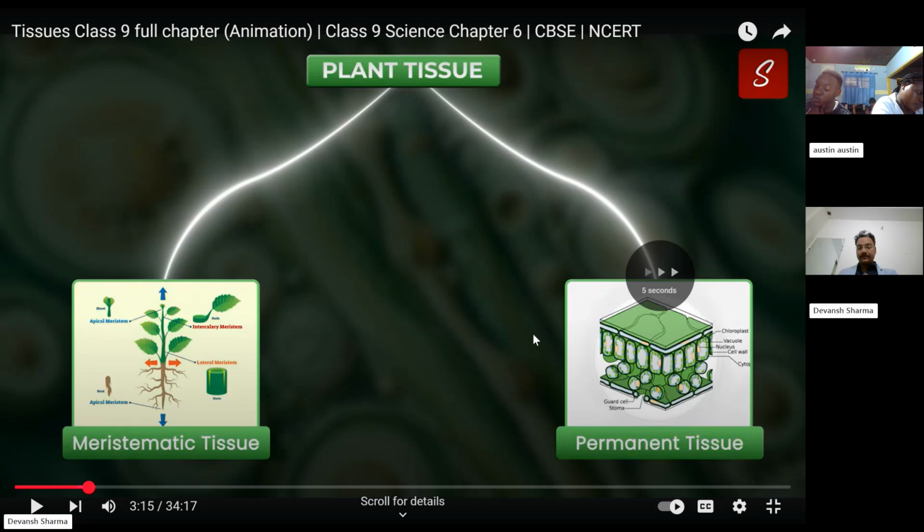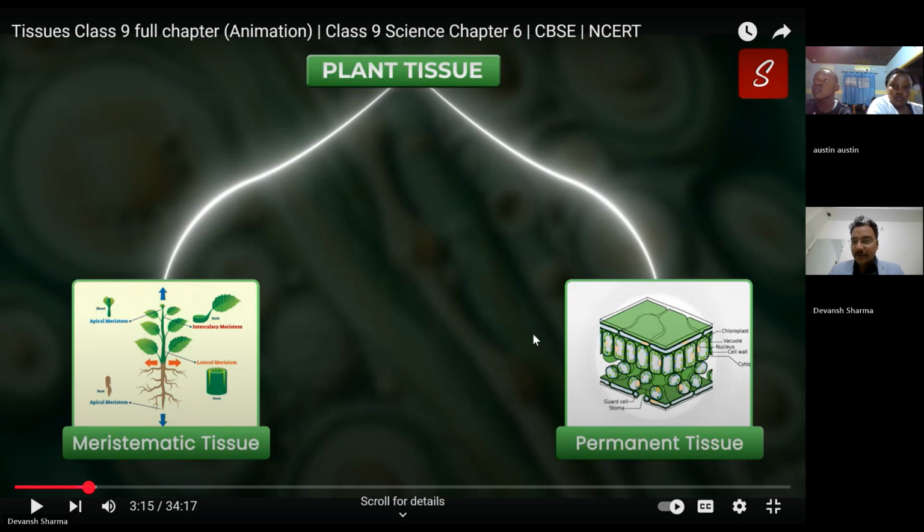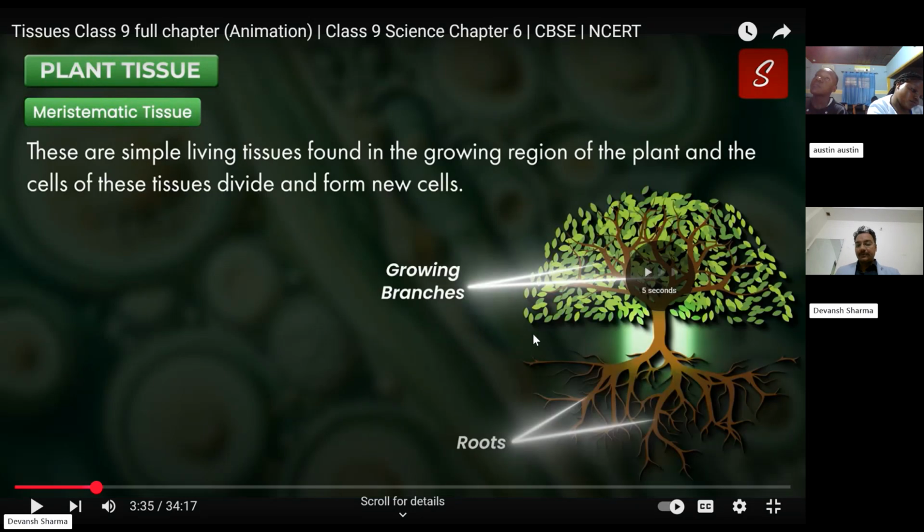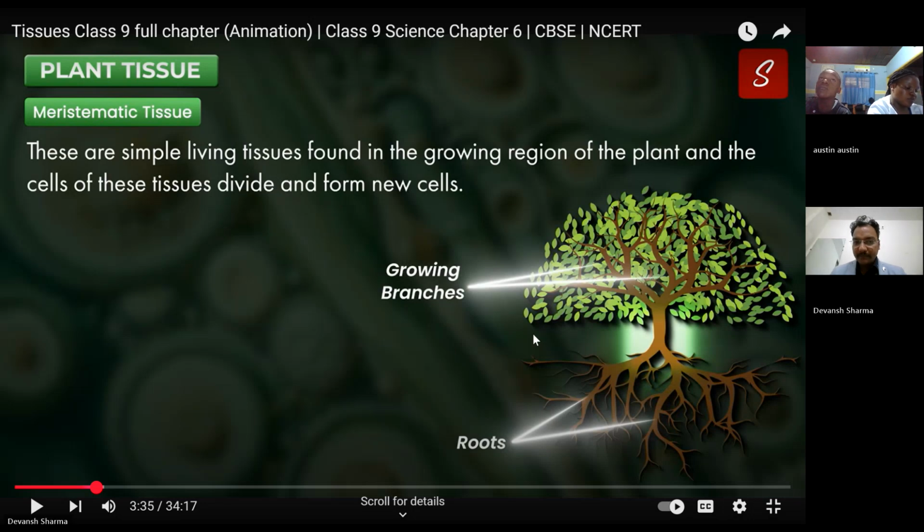So plant tissues are divided into two types. One is meristematic tissue and the other is permanent tissue. You can make this like plant tissue and bifurcate into two parts: meristematic tissue and permanent tissue. In meristematic tissue, meristematic tissue basically is found in the growing or living region of the plant.